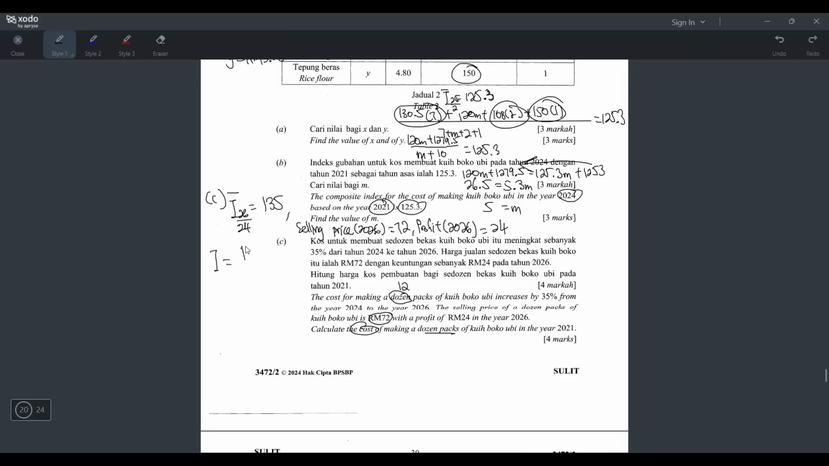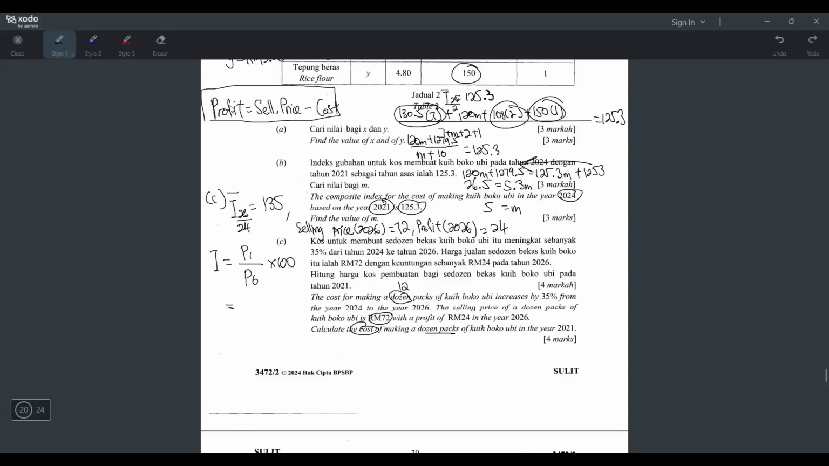So the first formula looks like this. I equals P1 over P0 times 100. Right? And you will find the cost of making in the year 2021. So, cost of making 2021. Oh, but they gave us the selling price for 2026 and profit for 2026, right? So we can actually find the cost for 2026. Okay, I know now. So the formula to find profit is you take the selling price minus the cost.